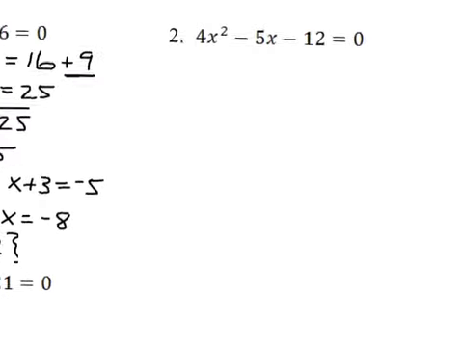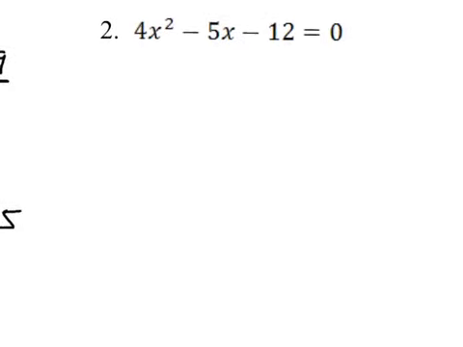So let's actually look at one where completing the square is one of the only ways you can solve it. So let's take a look at this one. Again, you notice we have this constant value here, so I'm going to move it to the other side. So I'm going to get 4x squared minus 5x equals 12.